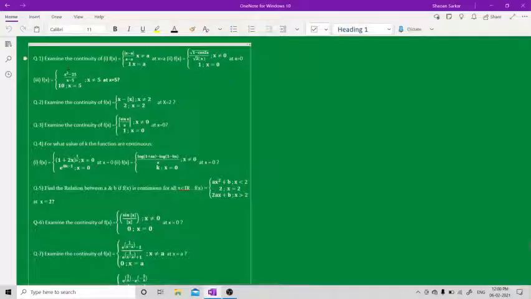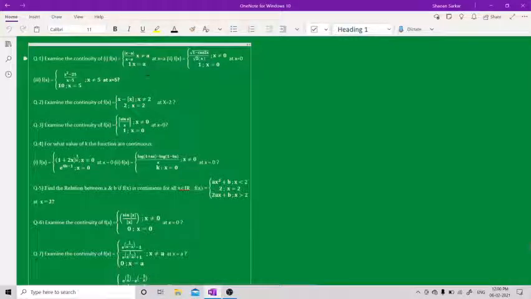Now see, examine the continuity of this type of question. The second question is this type of question that I have already done in the limit form. First find the limit, that is the right hand limit and the left hand limit. See whether the limits are equal or not.